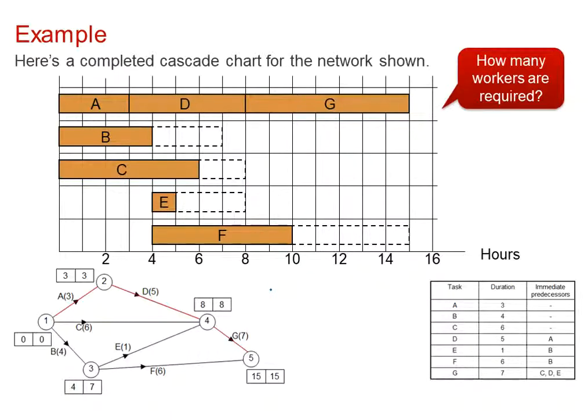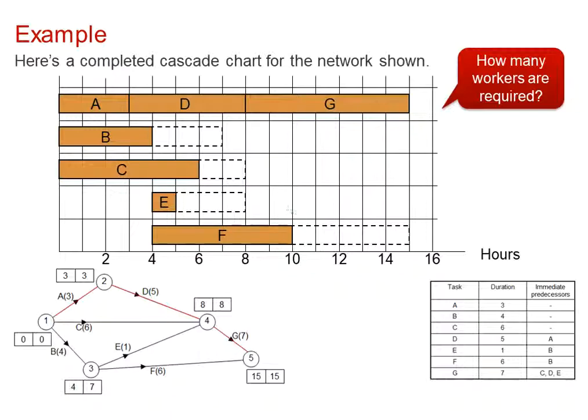How many workers are required at the moment? We can check that by looking at each time interval. So at the beginning here, this would be 1, 2, 3 workers. If we look here, it appears that we need 1, 2, 3, 4 workers. So at the moment it appears as though we need 4 workers.